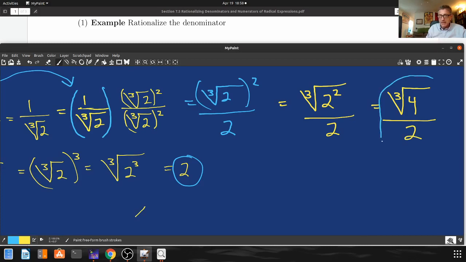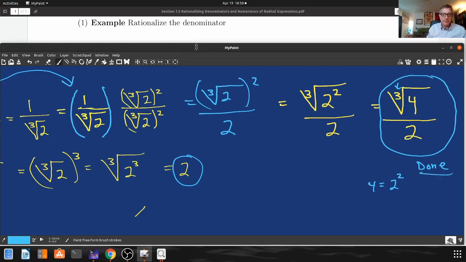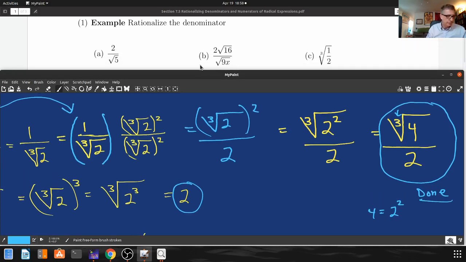Remember what I said in the last lecture? A radical is fully reduced when all powers of the radicand, the expression under the radical, raised to the index 3 have been removed. But 4 has nothing raised to the third power, only something raised to the second. So we are done when we get to that point. Okay, next one.